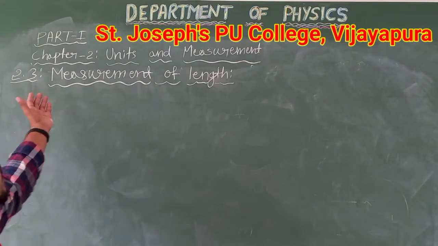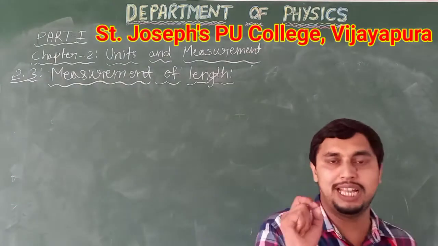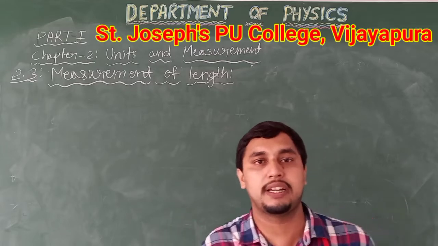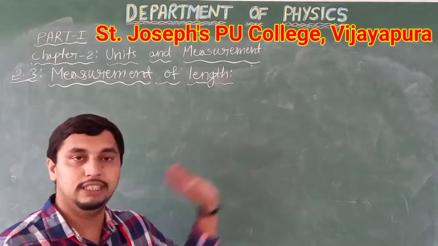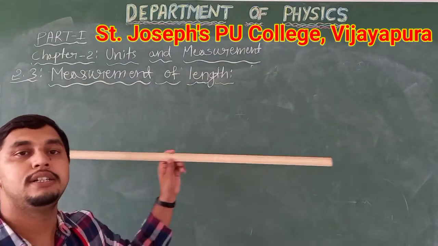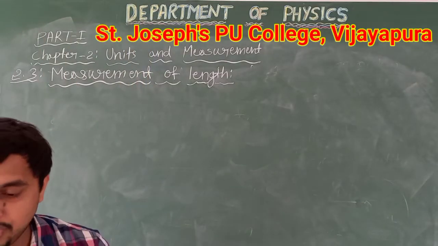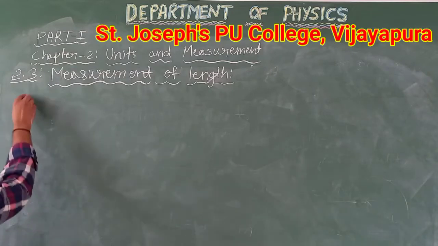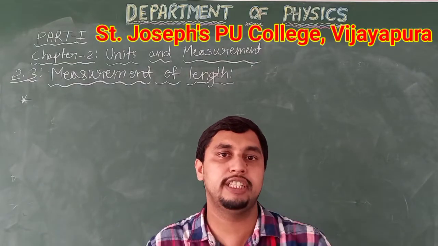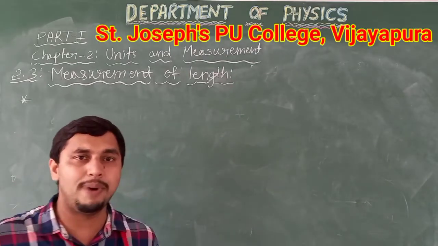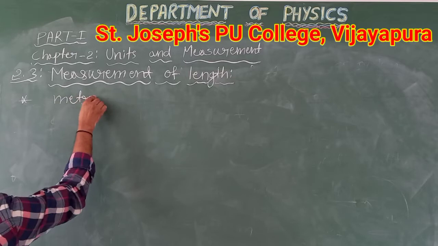Now first of all, we'll see the measurement of length. We are already familiar with the common measurement of length, the direct method. One thing we already saw here is using the common scale. Now we'll see some of the direct methods to measure length. So how will you measure the length? Commonly, the common measurement of length is by using the meter scale. We are using the meter scale.